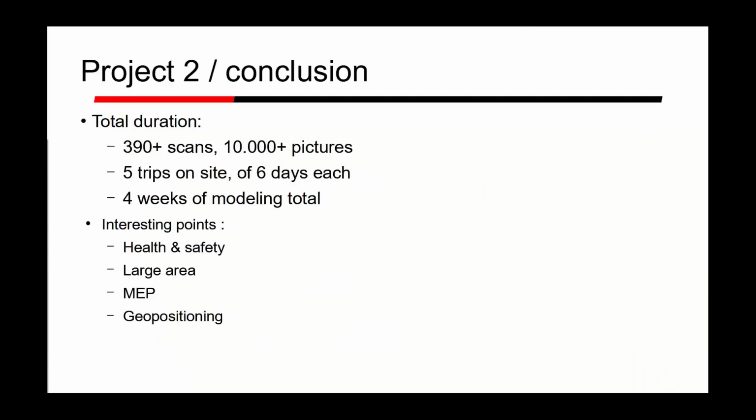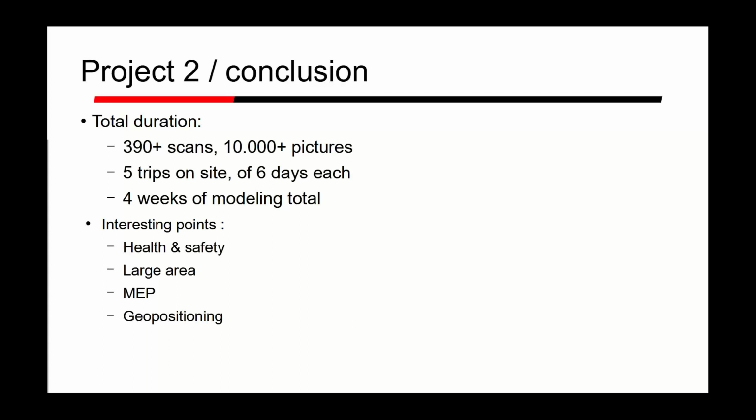So, conclusion. We did slightly more than 390 scans with more than 10,000 pictures. We went there 5 times, and each time we stayed for about a week, a bit more, a bit less, depending on the time. There were 4 weeks of modeling total. The architectural modeling was not very complicated. However, the modeling of MEP is extremely long and time consuming, so that took a bit of time.